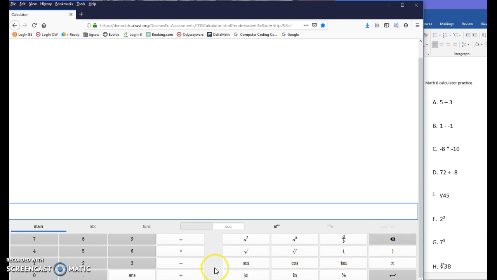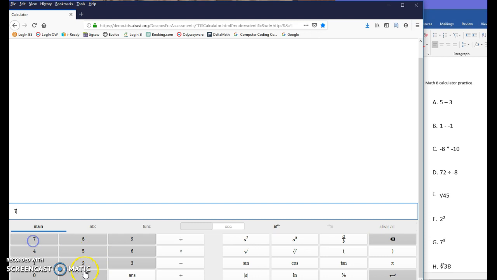If I have negative 8 times negative 10, I'm going to want to type the negative sign before the 8, and then multiply times negative 10. And again, over on the right side, it tells me that negative 8 times negative 10 equals a positive 80.